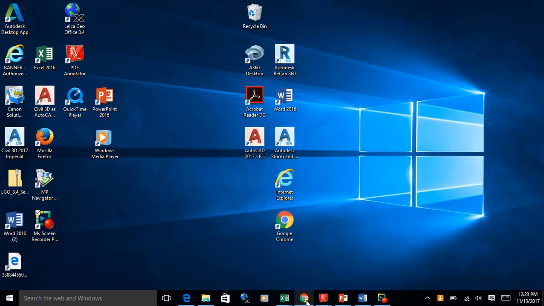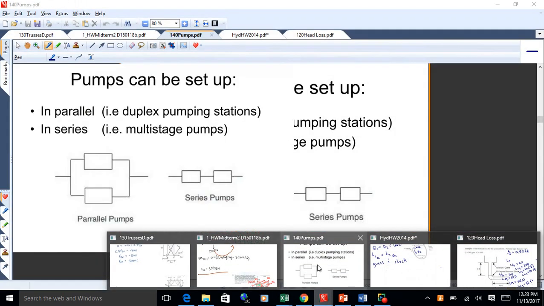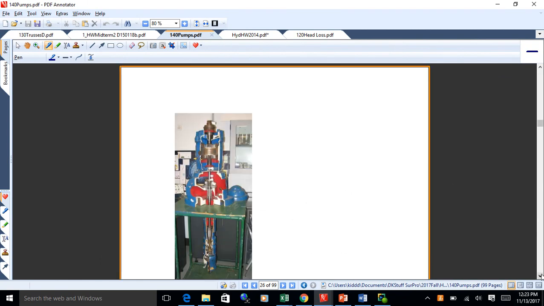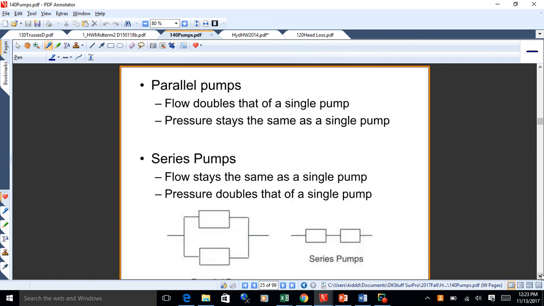That's a duplex system. Okay. Now, if we draw a real simple schematic of that, we put them in parallel. Pumps in parallel will theoretically double the flow. The flow will double, but the pressure will stay the same. So in a parallel system, you get twice the flow but the same pressure. That's the intent of a duplex system.